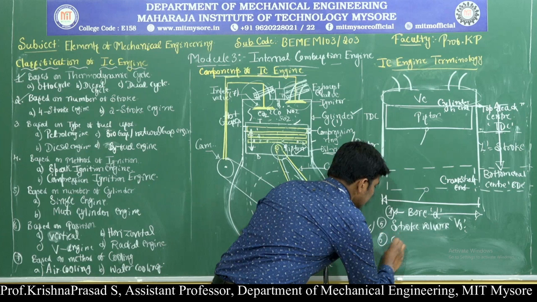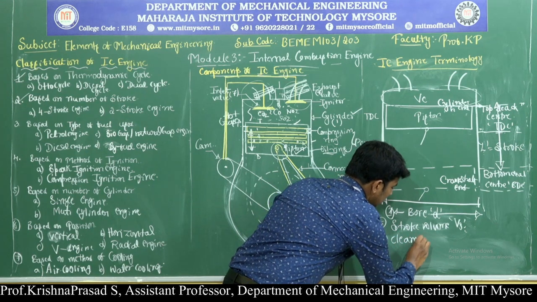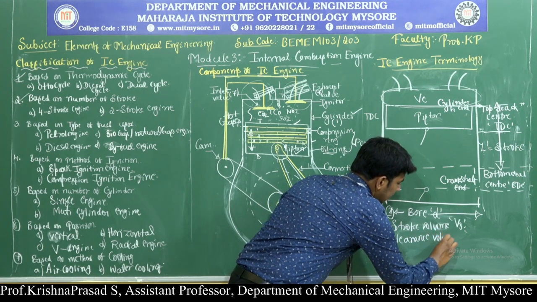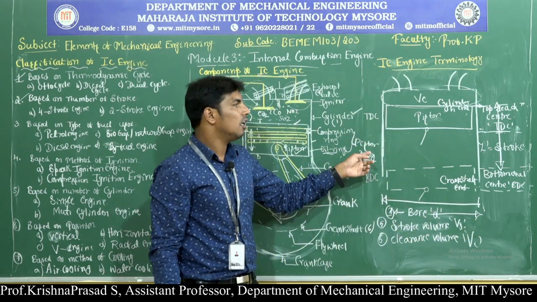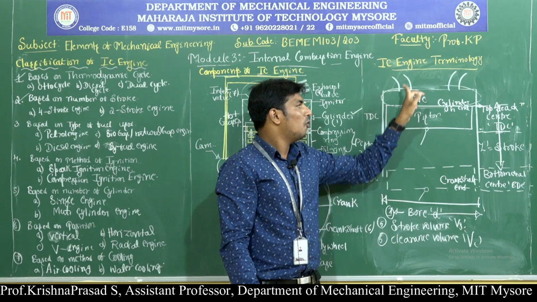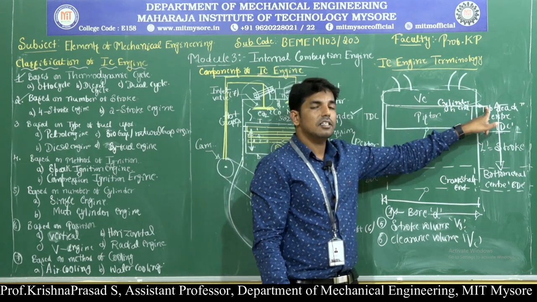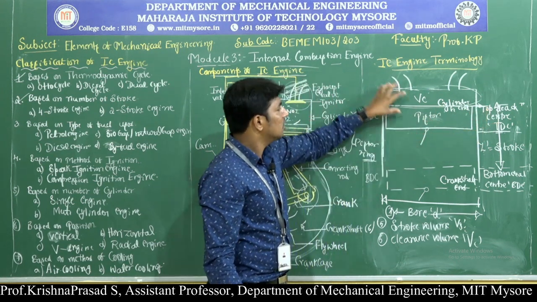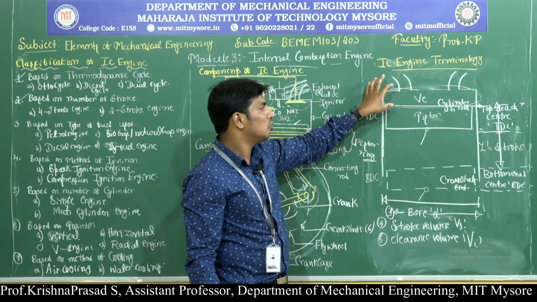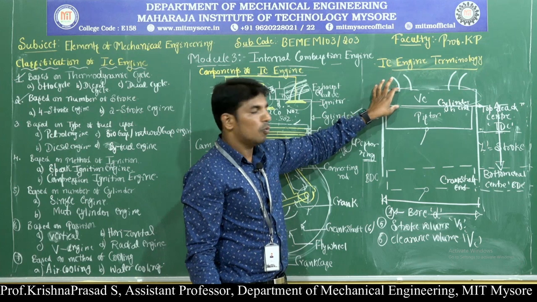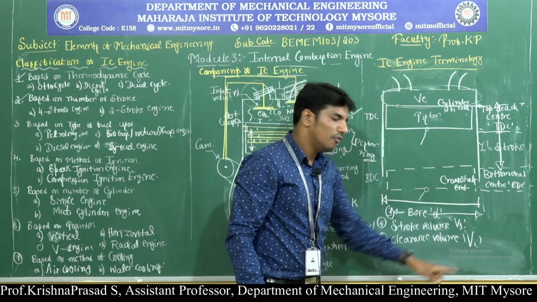Then the sixth one is called clearance volume. What is meant by the clearance volume? Very simple: it is the volume of the cylinder above the piston when the piston is at the TDC position. Observe here, it is the volume of the cylinder above the piston when the piston is at the TDC position. This is called clearance volume, and it is denoted as Vc.